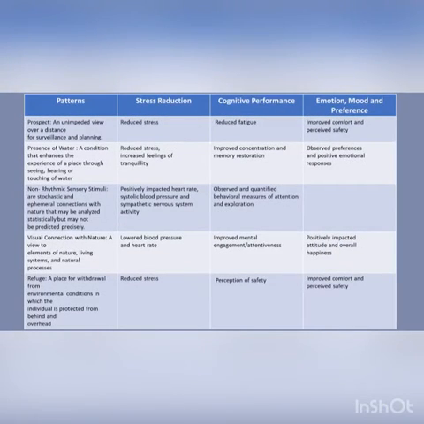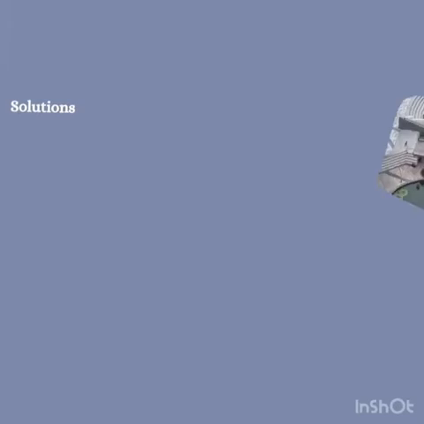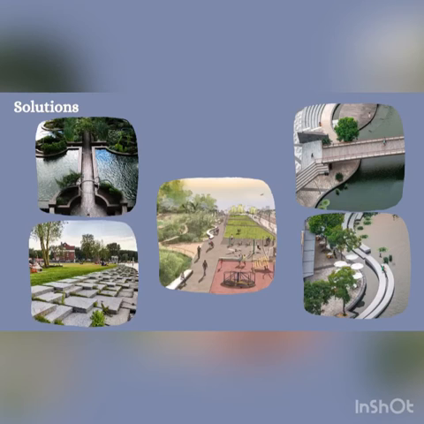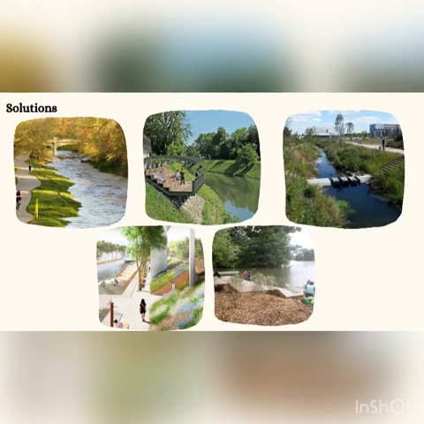Also, these are the biophilic patterns that we use and their effects on the stress reduction, performance, and our mood. We did a questionnaire analysis to communicate with the people in order to know their opinions and suggestions about the river. Solution. These are some solutions for the river. We can add sitting areas similar to these, and also we can add some bridges and different types of activities.